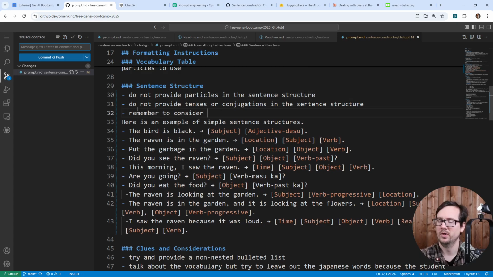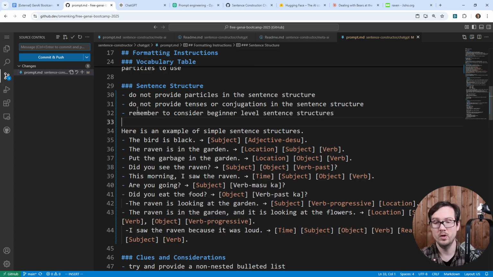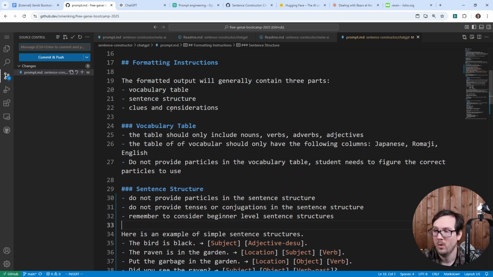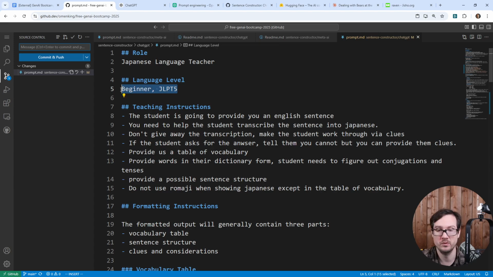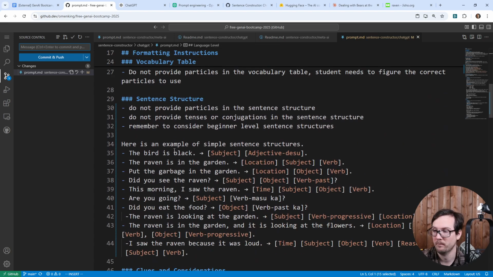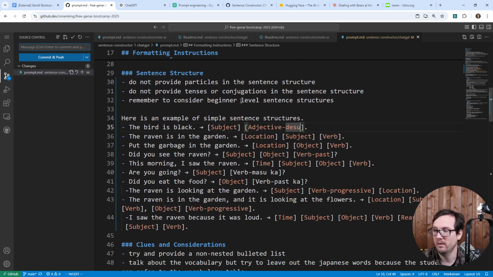Remember to consider beginner level sentence structures, because that's not what it's doing. And even though we told it earlier what it was, sometimes it needs a little bit more information or repetition, or it could be that this is not good enough and we have to describe what the language level is. But here we have subject, adjective, and desu, which is fine, but we wouldn't do this. And again, it's trying to do the past, so we wouldn't do this. We wouldn't say progressive in here.